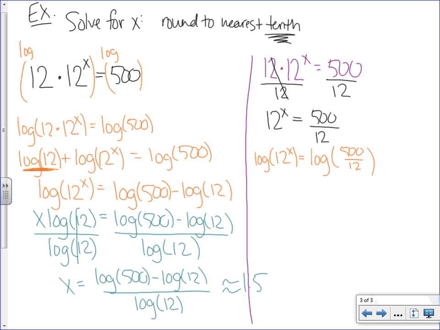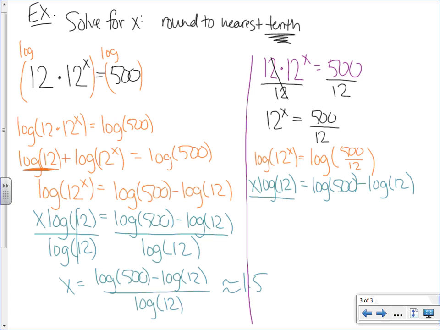And notice we have logarithmic properties on both sides of this equation now. On the left side, we have that exponent that we can pop out. So this is going to become x times the log of 12. And then on the right, we have division. And anytime we have division inside of a logarithm, that changes to subtraction. So this is going to be equal to the log of 500 minus the log of 12.